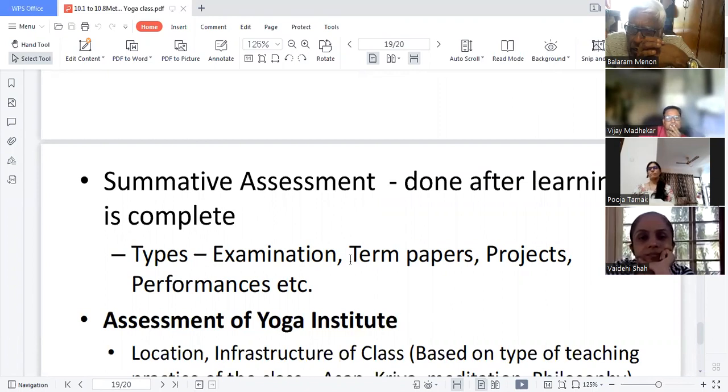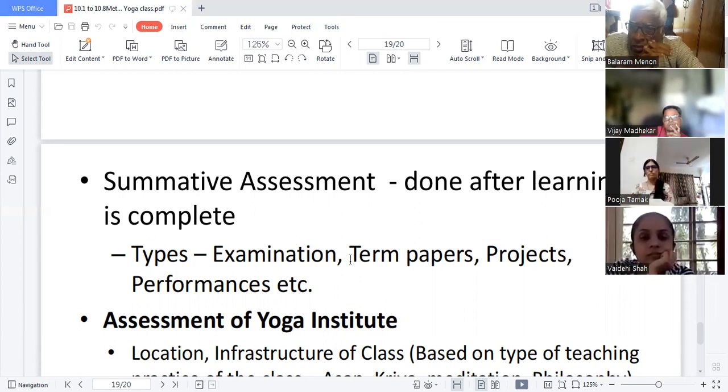Teachers training course, yes, examination they take. But when you take an ordinary yoga class where the sadhaks come for maintaining their health, that time this examination will not be much important. But papers, now here, see, term papers and projects and performance. This is in case of a usual theory examination.